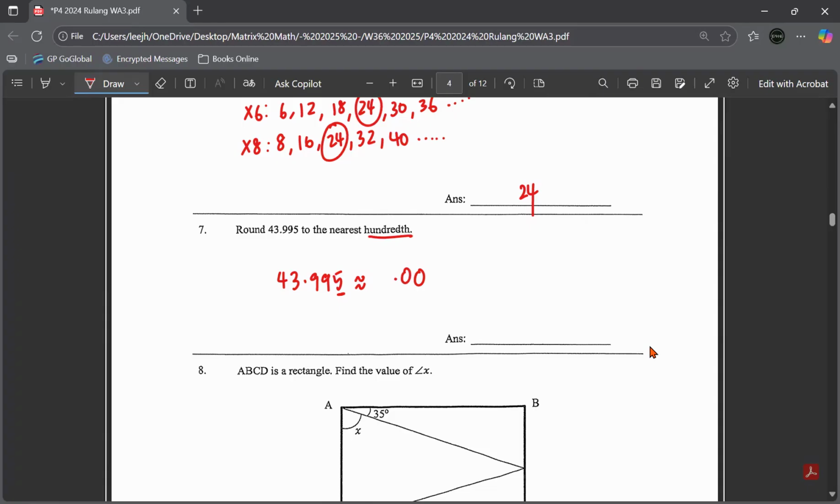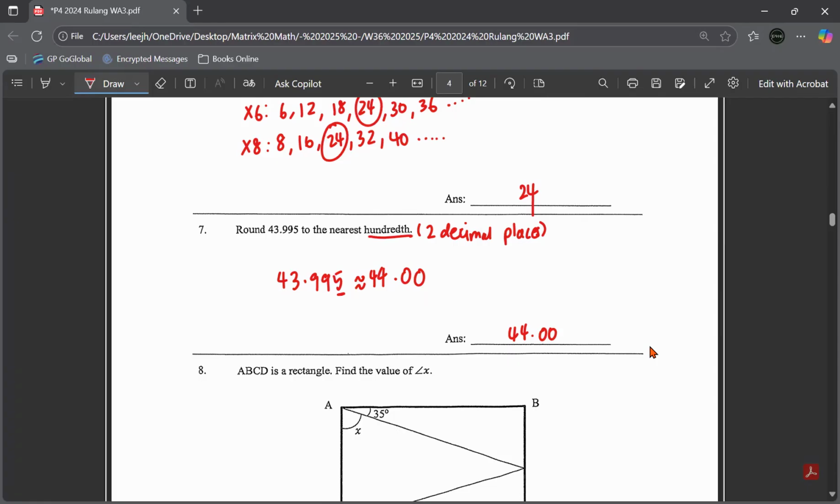Dot. So this one becomes 4. So answer is 44.00. Why do I need 2 zeros? Because hundredth has 2 decimal places. This is 2 decimal places. That's why I have these 2 decimal places here, 2 zeros.